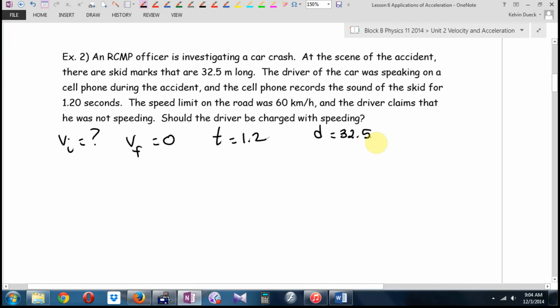I'm looking for an equation that has VI, VF, T, and D. I guess it can't have A in it. You can either divide by 2, or that's the same as having a half here. They're both interchangeable. You read it this way, so I'll go this way.